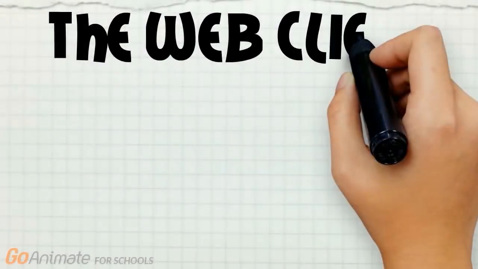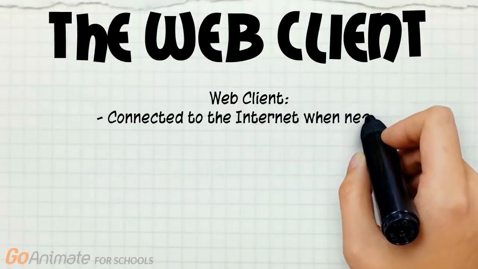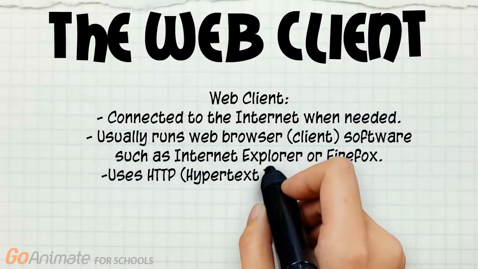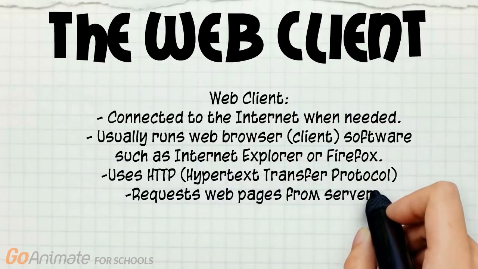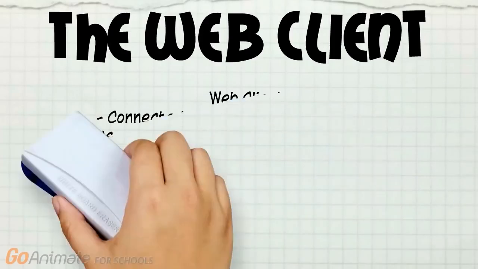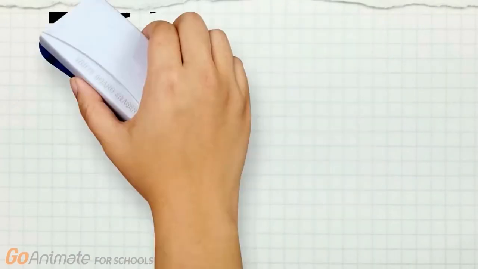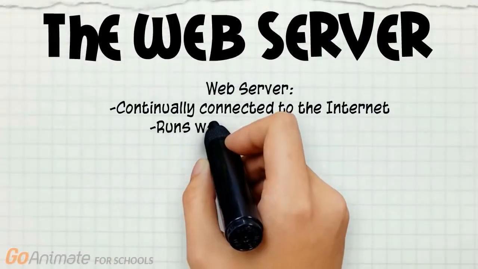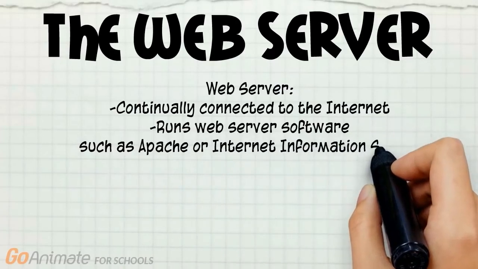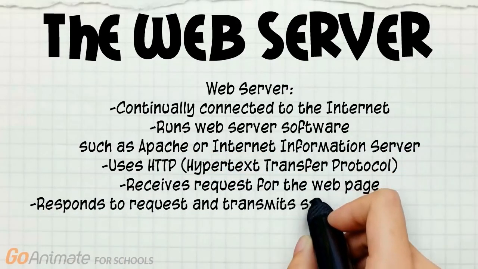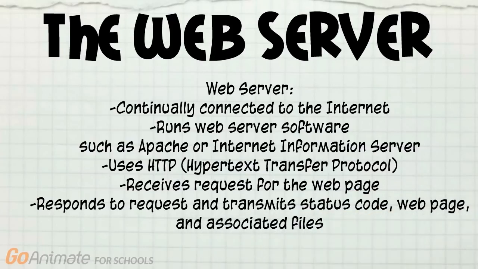The web client is connected to the Internet. It usually runs web browser client software, such as Internet Explorer or Firefox. It uses HTTP, Hypertext Transfer Protocol. The web server is continually connected to the Internet. It runs web server software, such as Apache or Internet Information Server. It uses HTTP, Hypertext Transfer Protocol.